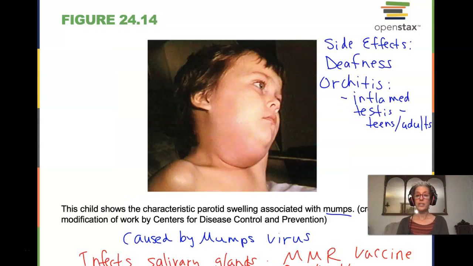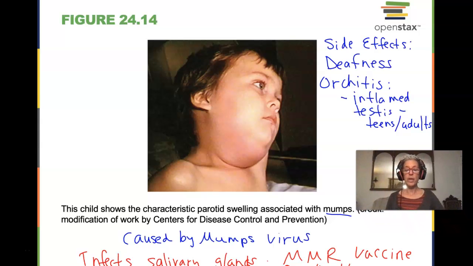Mumps is actually a digestive system disease. I don't think I knew that until I started teaching microbiology. It's a digestive system disease because it is the salivary glands, the parotid salivary glands, that get inflamed and cause this severe swelling. It's very painful. Side effects can be deafness because the glands are right up in here, can press on the ear canal and inflame the eustachian tubes and cause deafness. In teens and adults it can cause orchitis. In persons with testes, it causes inflammation and can lead to sterility.